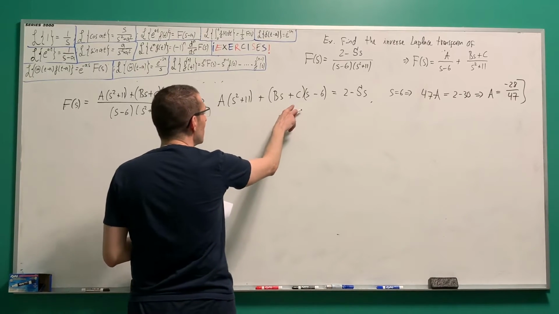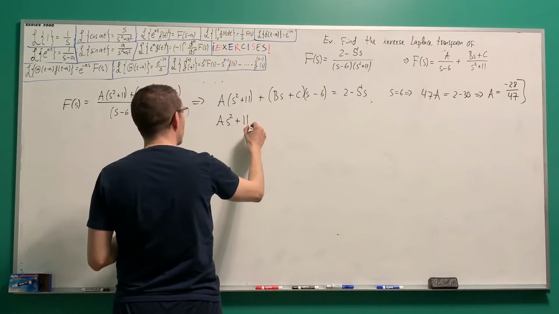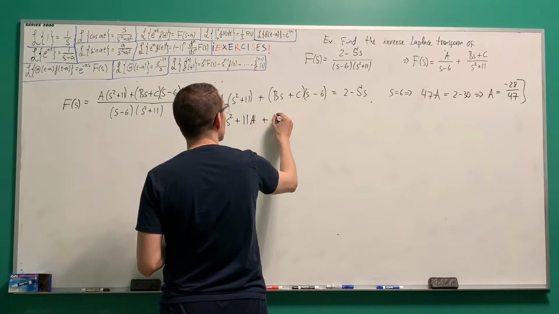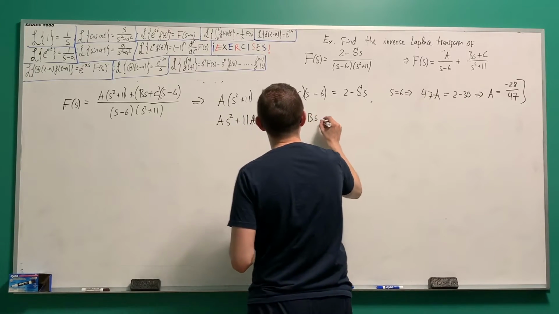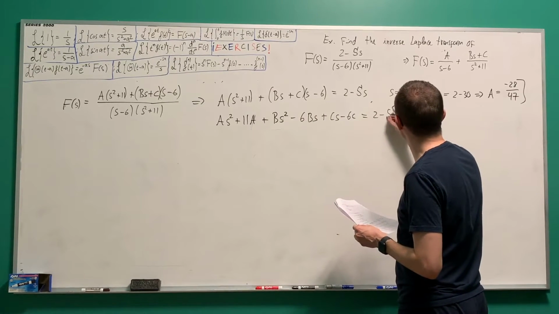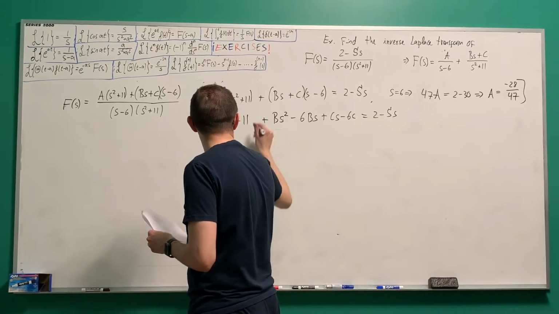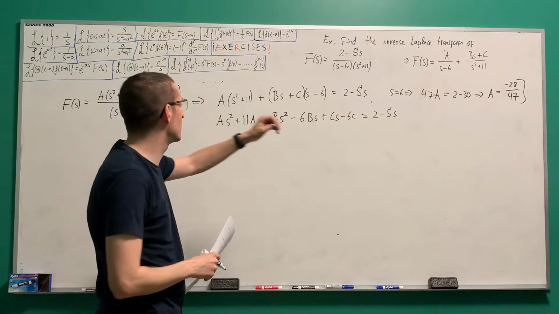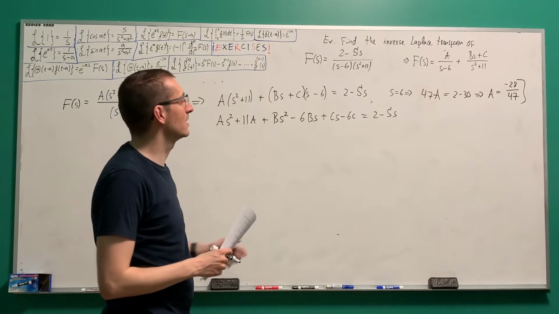If we expand the system, we get A s squared plus 11A plus Bs squared minus 6Bs plus Cs minus 6C equals minus 5s. All right. Now, what we do is, again, the typical thing, we equate the coefficients of s squared on the left to the coefficients of s squared on the right. Coefficients of s on the left equal coefficients of s on the right. Independent terms on the left equal independent terms on the right.